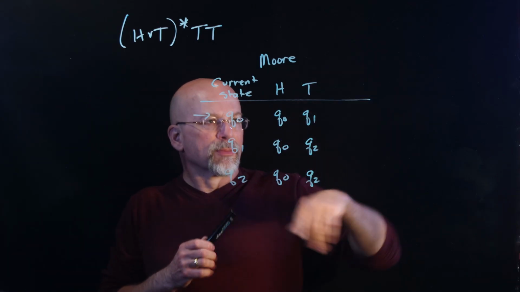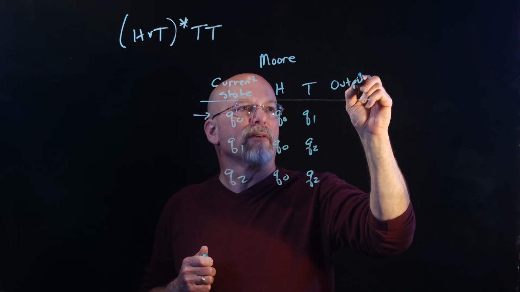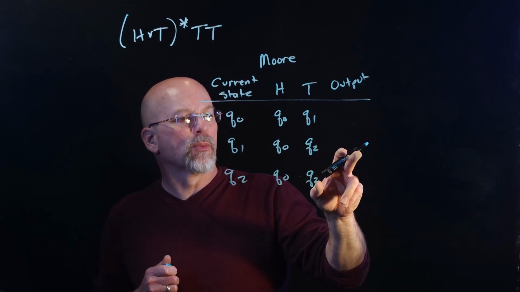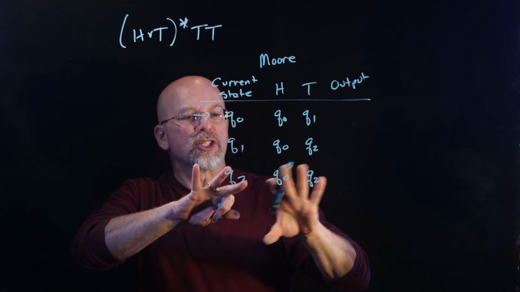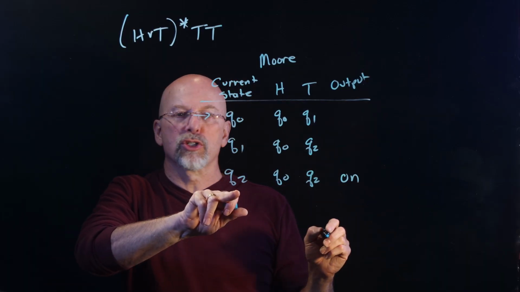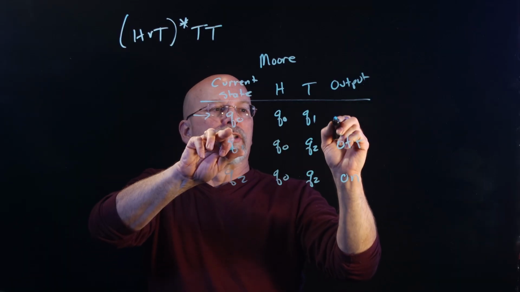Now, I've left some space here because for the Moore machine, I'm also going to have the output. So it's going to associate the state with the output, the state with the output. And remember, the only state where we had turned the light bulb on was for Q2, where we got two tails in a row. Otherwise, it's off.